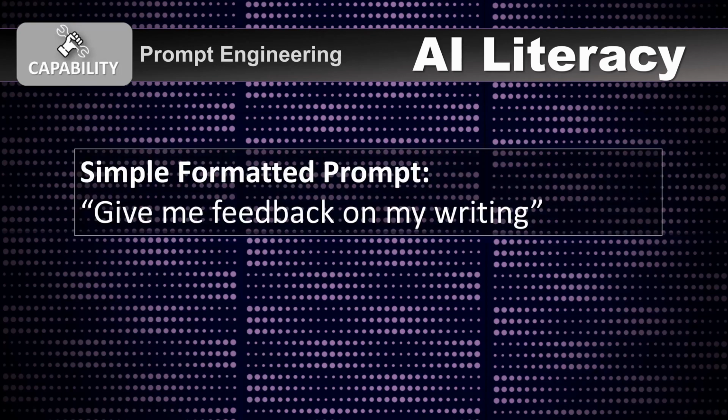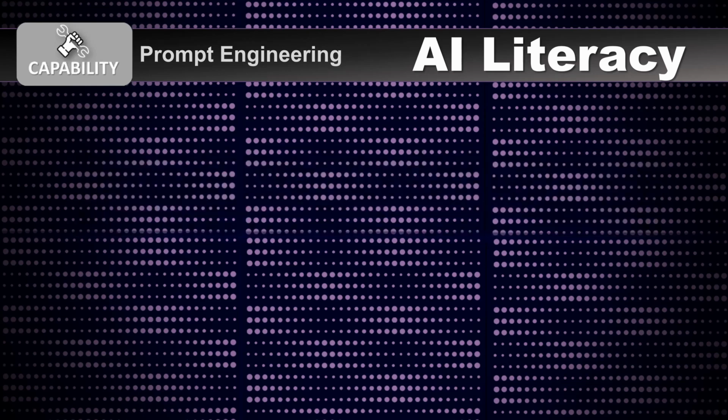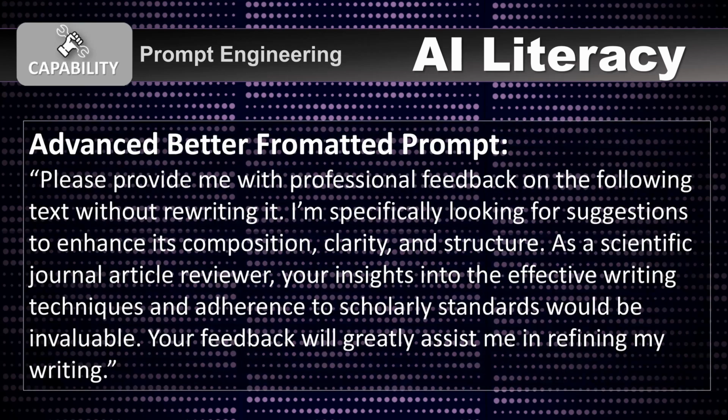As an example, a simple prompt would simply be, give me feedback on my writing. This would give some general good feedback, but it wouldn't be specific enough to give us the exact type of information that we're looking for. So another example, a more advanced example, would be something like, please provide me with professional feedback on the following text without rewriting it. I'm specifically looking for suggestions to enhance its composition, clarity, and structure. As a scientific journal article reviewer, your insights into the effective writing techniques and adherence to scholarly standards would be invaluable. Your feedback will greatly assist me in refining my writing.